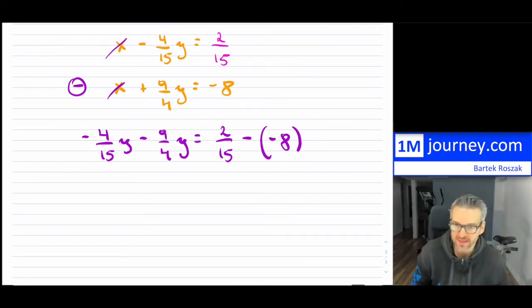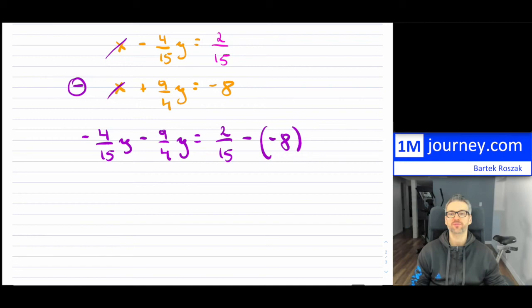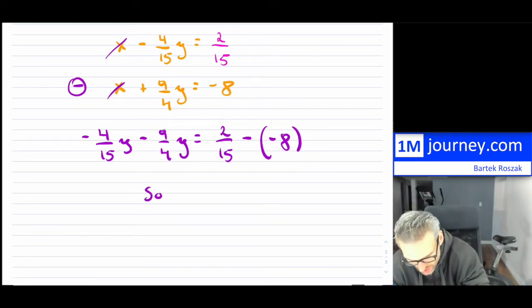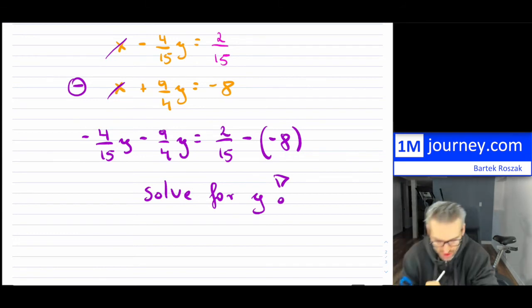And now you might say, oh my gosh, I have so many fractions here, I have to deal with it. Yes. I didn't say it's going to be easy, but with this method, you might have to deal with fractions and find common denominators. If you can use a calculator, then it's so much faster. But up to this point, the goal was to eliminate one of the variables. So now you can solve for y.